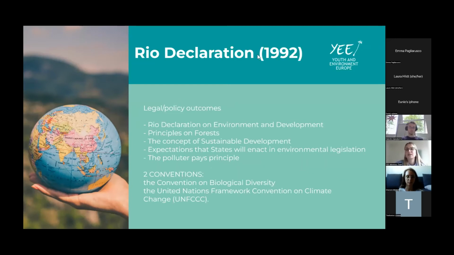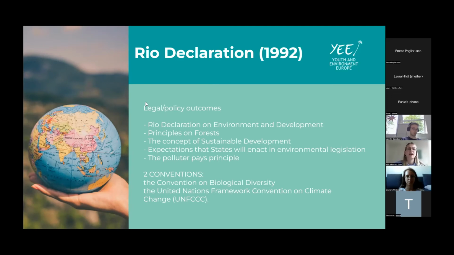So after that, 20 years later, the Rio Declaration took place in 1992. Also, I have to mention that these declarations are not legally binding. They are considered soft law. So the policy outcomes of the Rio Declaration on Environment and Development, the main ones, were that there were principles regarding forests. The concept of sustainable development was actually discussed and formed in the Rio Declaration, which is something that now we have been hearing a lot, and how we can combine economic growth while respecting and protecting the environment.